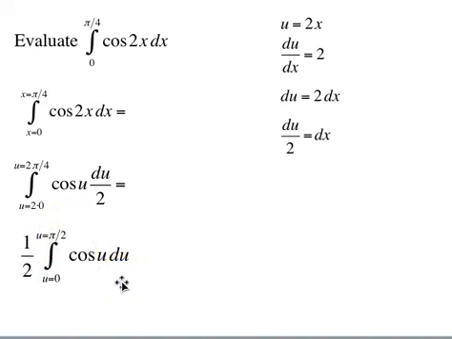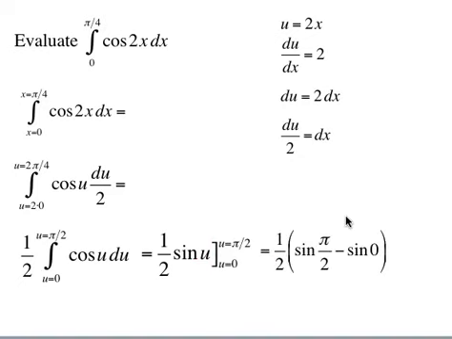The integral of cos u is sine u. So we have 1/2 sine u evaluated from 0 to pi over 2, which is 1/2 times sine pi over 2 minus sine 0. Sine pi over 2 is 1. Sine 0 is 0. 1/2 of 1 minus 0, which of course is just 1/2.